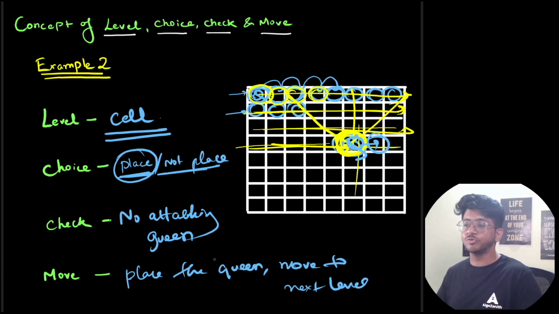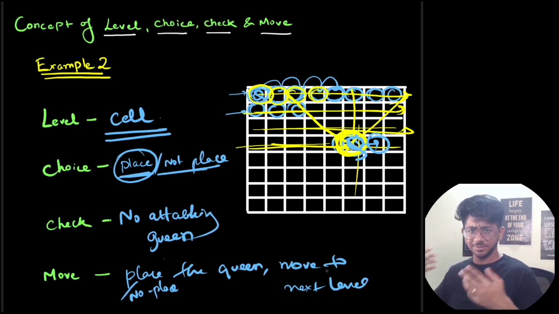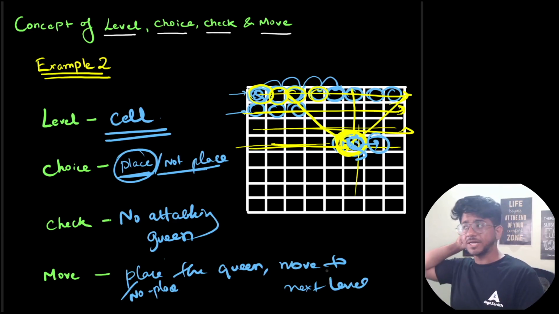That's how, if you decide to place or not place, not placing on the board, and move to the next level. So this is what the options for this particular thing might look like, right? That's one of the ways in which you can explore this.